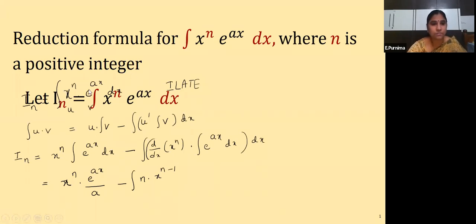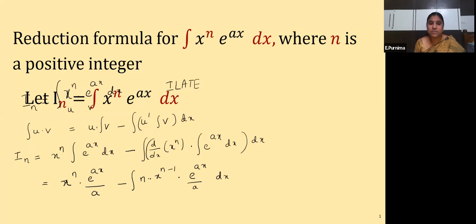So this part only I have written here, children. It is getting overlapped. Don't worry, let In be this one, I'm assuming. So that part only is getting overlapped here. So n into x to the power of n minus 1 into, what is this here? Integral of e power ax is nothing but e to the power of ax by a, as you have done in the outside integral.